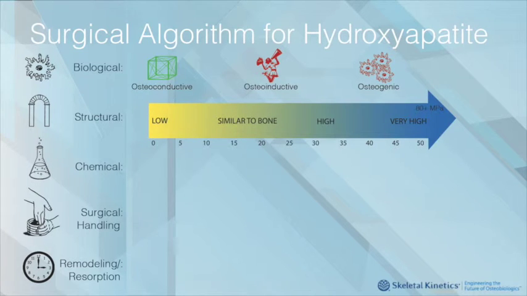Structurally, it's the most impressive graft we've seen so far at 80 plus megapascals of strength. Chemically, it is like bone and has a crystalline structure as such. The handling qualities include powders and blocks and wedges. HAs will remodel, and it will take them 30 or more years to do so.